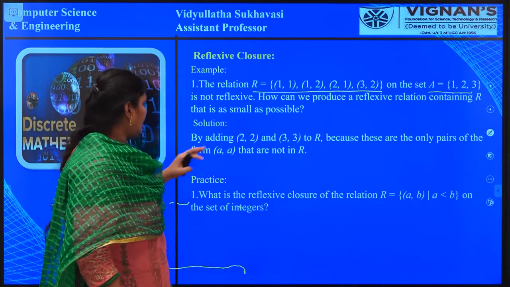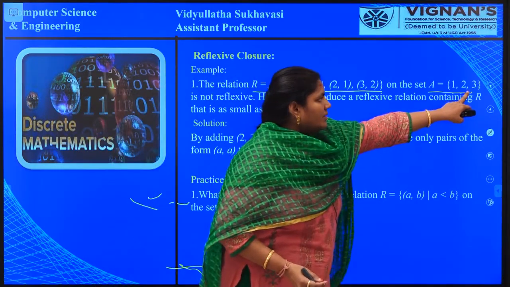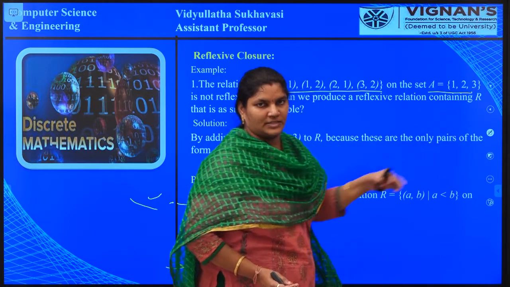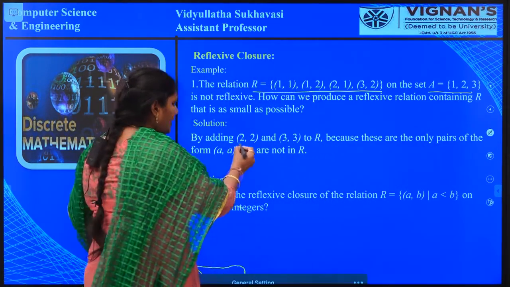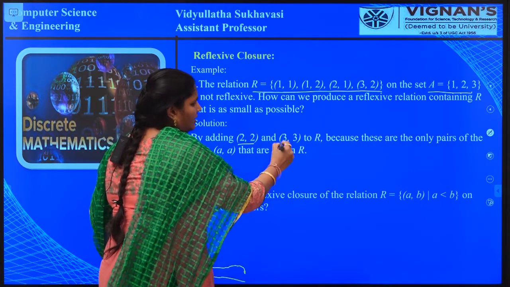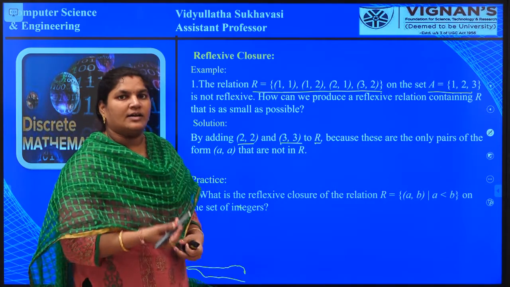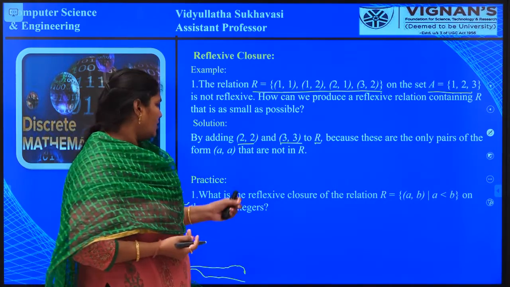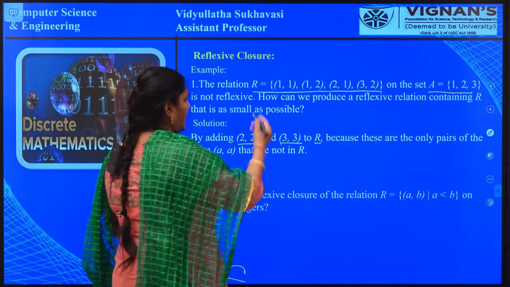For that, see here, since 1 comma 1 is there, what are the remaining elements in set A? 2 comma 2, 3 comma 3, which are reflexive pairs. Those are not in the given relation R. So by adding 2 comma 2, 3 comma 3 to relation R, it forms a reflexive closure which satisfies the reflexive property. So we are adding 2 comma 2 and 3 comma 3 to the relation R now.